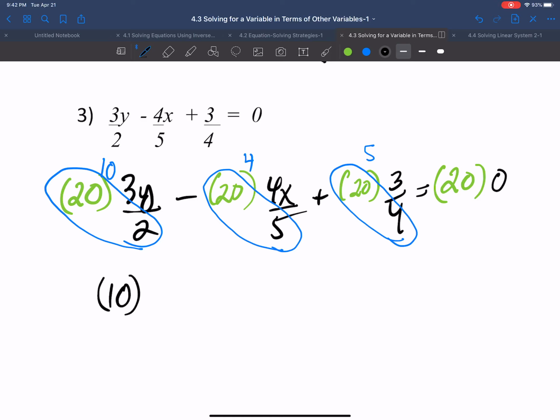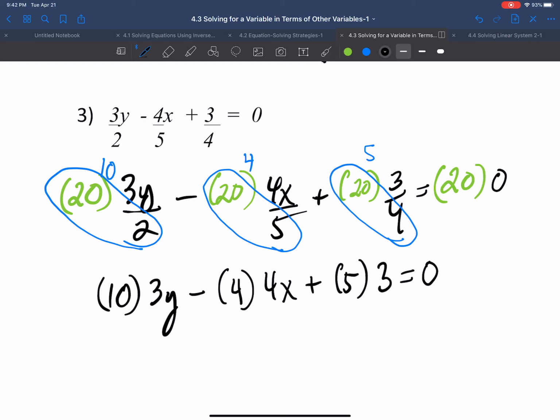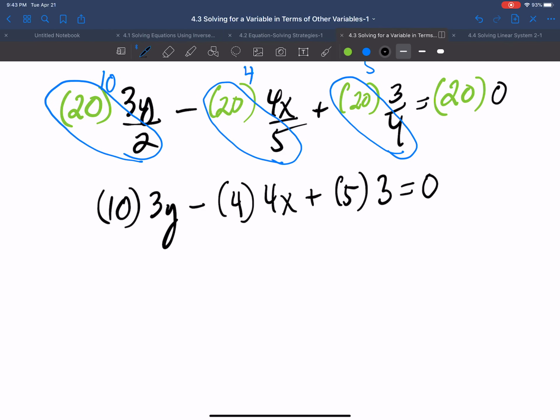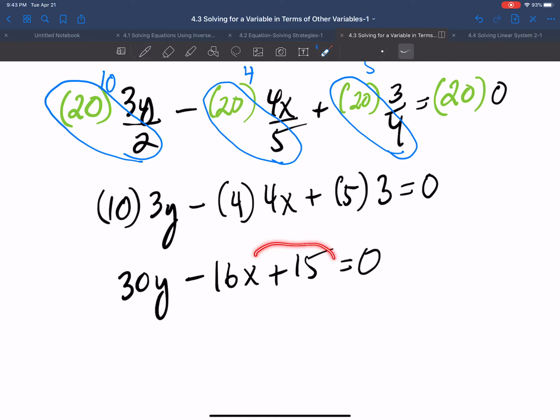I have 10 times 3y minus 4 times 4x plus 5 times 3 is equal to 0, because 20 times 0 is 0. So this would be 30y minus 16x plus 15 equals 0. And then now I'm solving for y. Doesn't matter how I do it. I could move these to the other side by doing opposite operations, but I just need y by itself. So if I can do it in one step, I'll do it in one step.